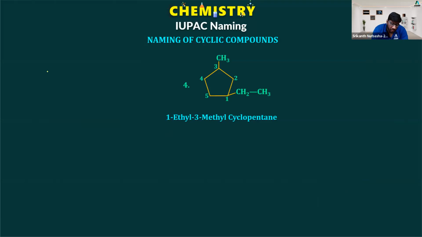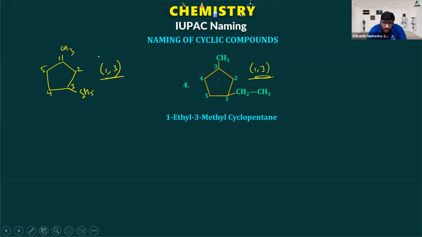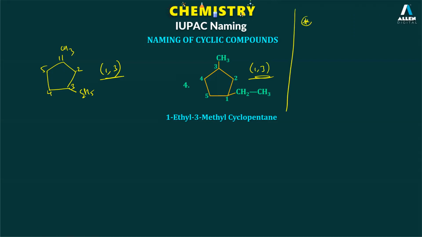So I can also give numbering in the other way. Here we have methyl. Here we have ethyl, C2H5. Why can't I give numbering in this fashion? Because if I give numbering in this fashion, 1, 2, 3, 4, 5, what is the set I'm getting? Locant set is 1, 3. Here also 1, 3. So locant set are same. So when the locant set is same, what order I have to follow? Alphabetical order.